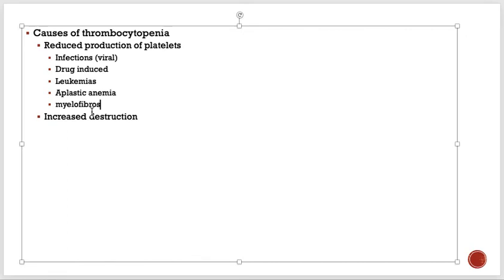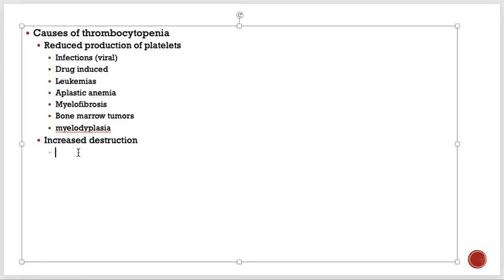Then myelofibrosis. As the name shows, there is fibrosis of the bone marrow, so of course the bone marrow cannot produce any cells. Or it could be bone marrow tumors, for example multiple myeloma, one of the conditions you will study. Or myelodysplasias, where the bone marrow is not producing normal types of cells. All this can lead to less formation of platelets.